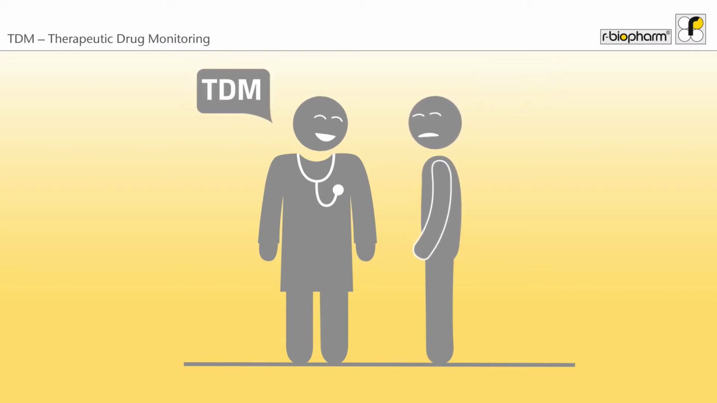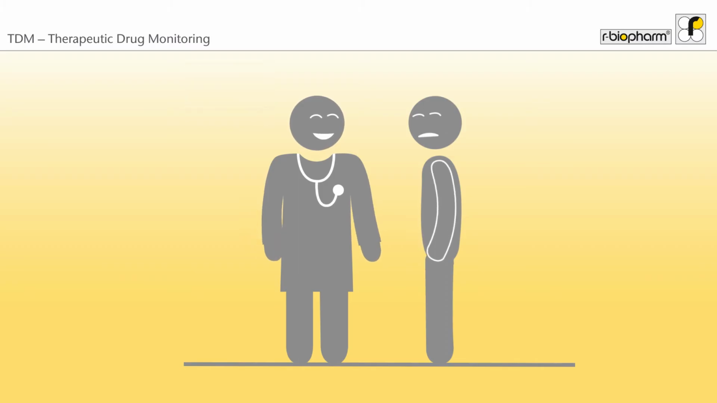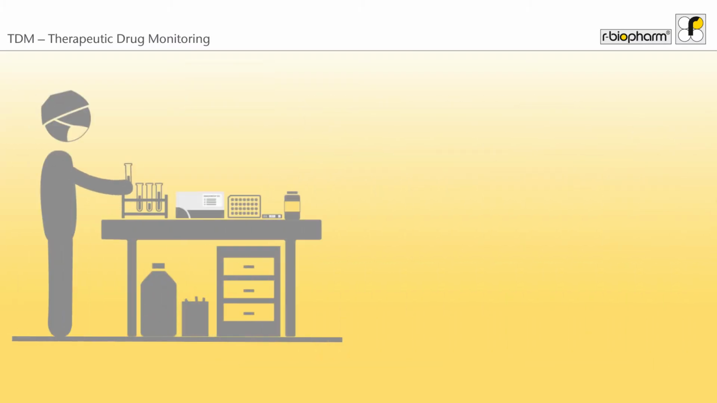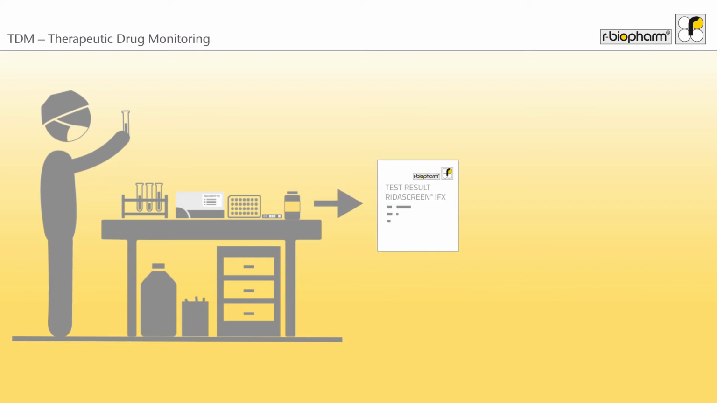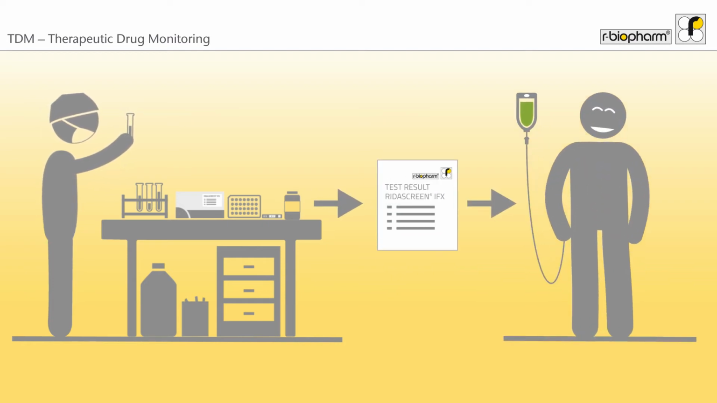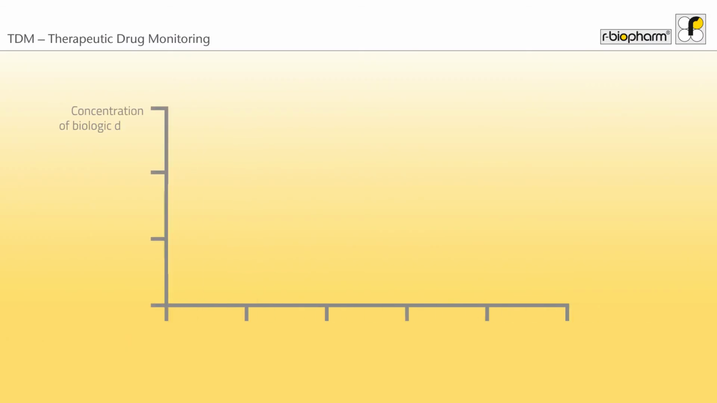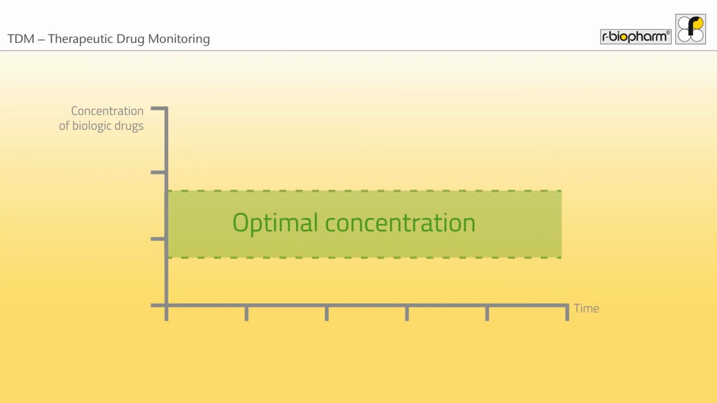To make drugs work better in patients, TDM joins the game. TDM means to measure the concentration of a drug in the patient's blood and adapt the dosage correspondingly, based on the results of the measurement. Biologics were shown to work best when a certain concentration is present within the patient's blood. Only then the drug can exert its full effect. So the concentration should be measured regularly.